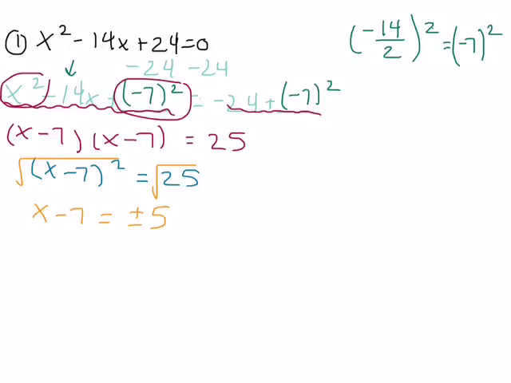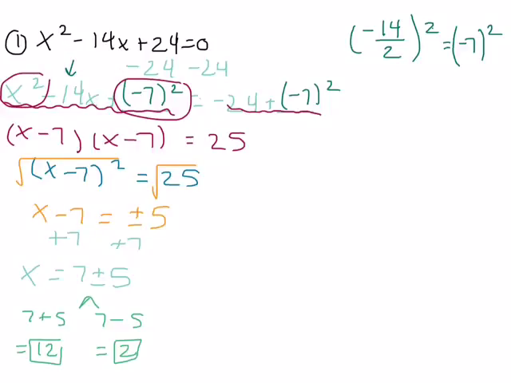Okay. Move the 7 over. And then jump the 7 in front of that plus or minus 5. We can clean this up. 7 plus 5, 7 minus 5. So we get 12 and 2. Because remember, when you take the square root of any number, the answer is positive or negative. So that's why we put the plus or minus sign.